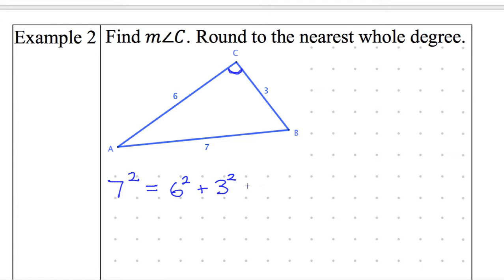Yep, you're good so far. Minus 2 times 6 times 3 times cosine of... This is our variable. You get to choose what you want. You can say C, theta, X, whatever you want. X. All right.